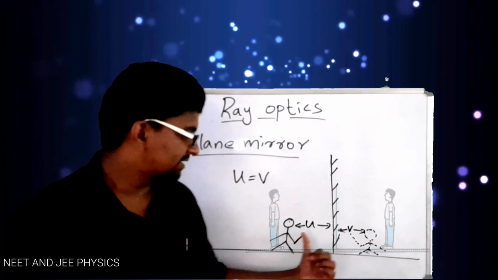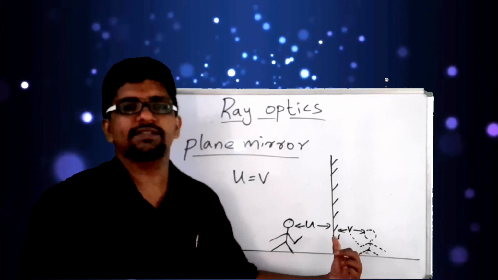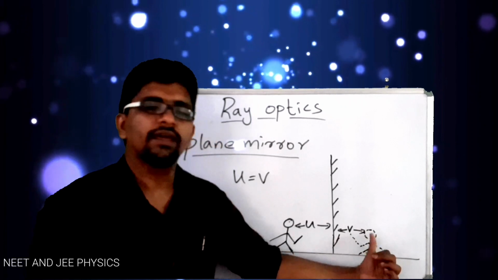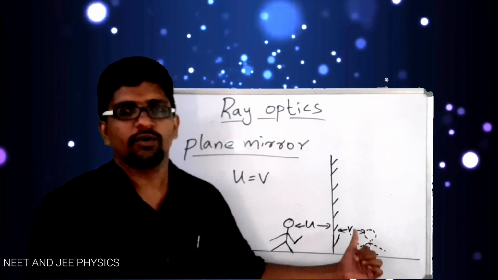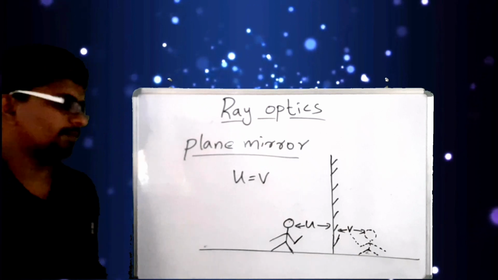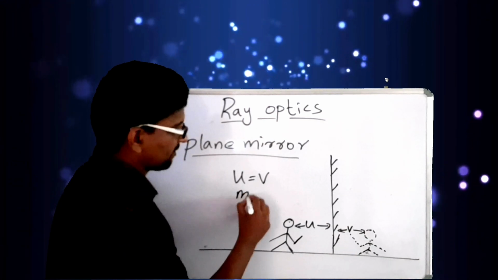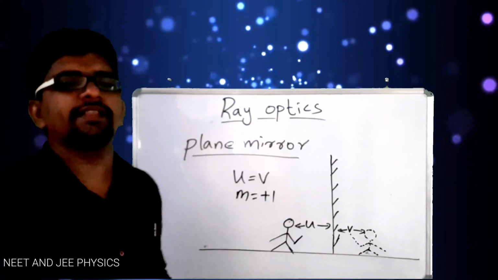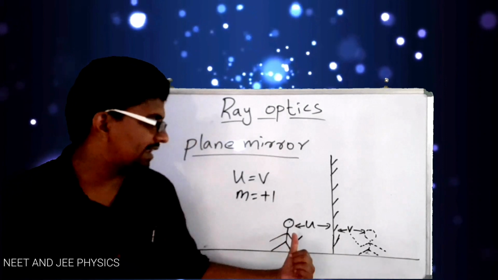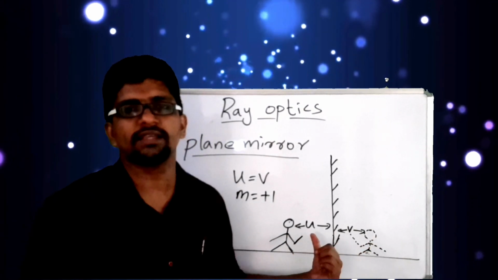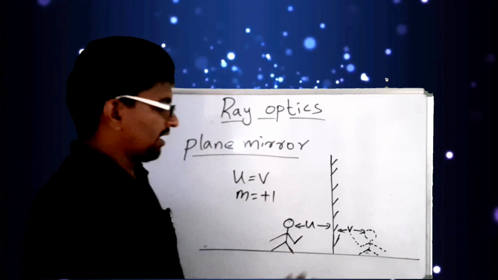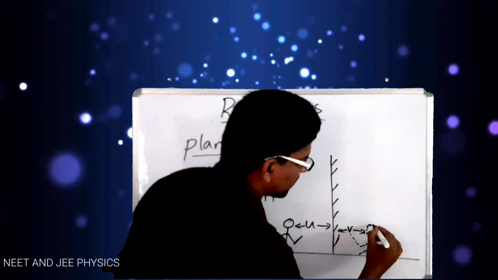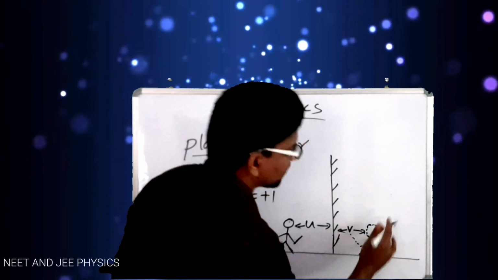The distance between the object and the mirror is u, that is the object distance, and the distance between the mirror and the image is called v, or image distance. In this case both are the same. The magnification of this image is +1. This positive sign indicates that it's an erect image, and 1 indicates the size of the image is the same as the size of the object.